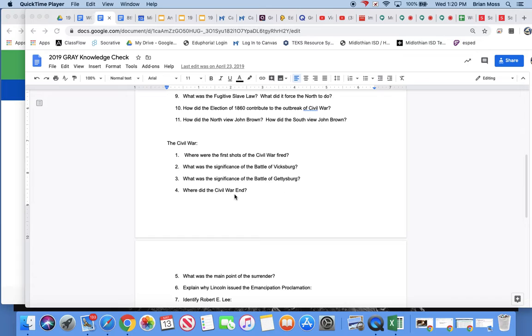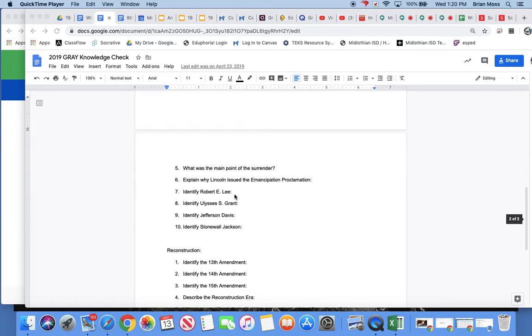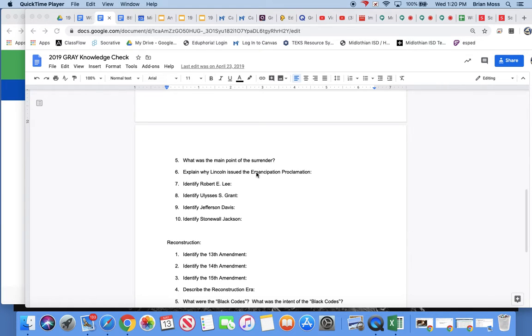Where did the Civil War end? Appomattox Courthouse. What was the main point of the surrender? The main point of the surrender was that the horses would be returned, they would get food, and we would help rebuild the South.